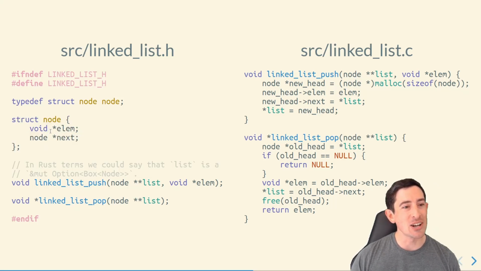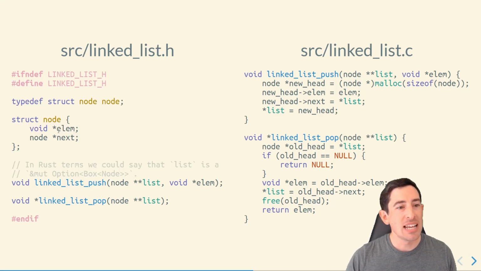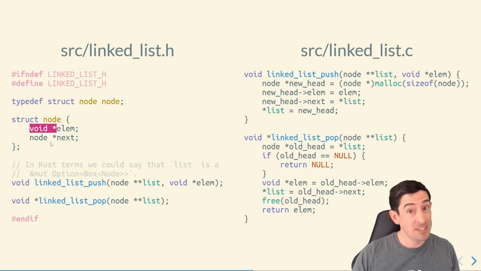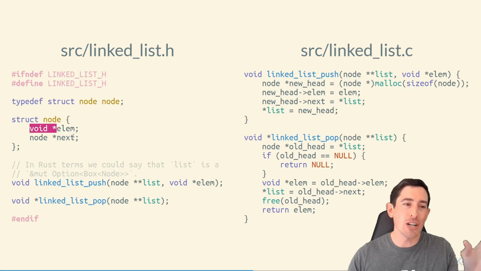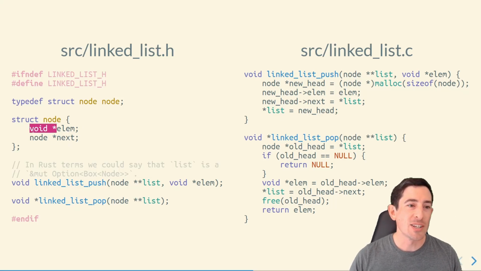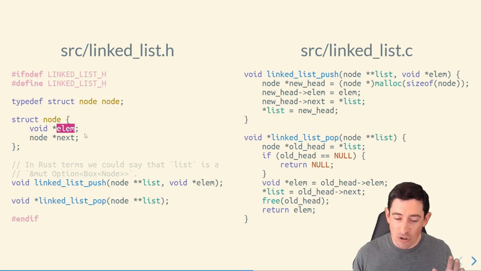So our linked list node has some data in it, some element, right? And in this case, I'm calling that a void star, right? C does not have generics. There are tricks you can do to avoid using a void star here, but we're just going to use a void star. So this is a pointer to some element that is of who knows what type. We're not going to ask.